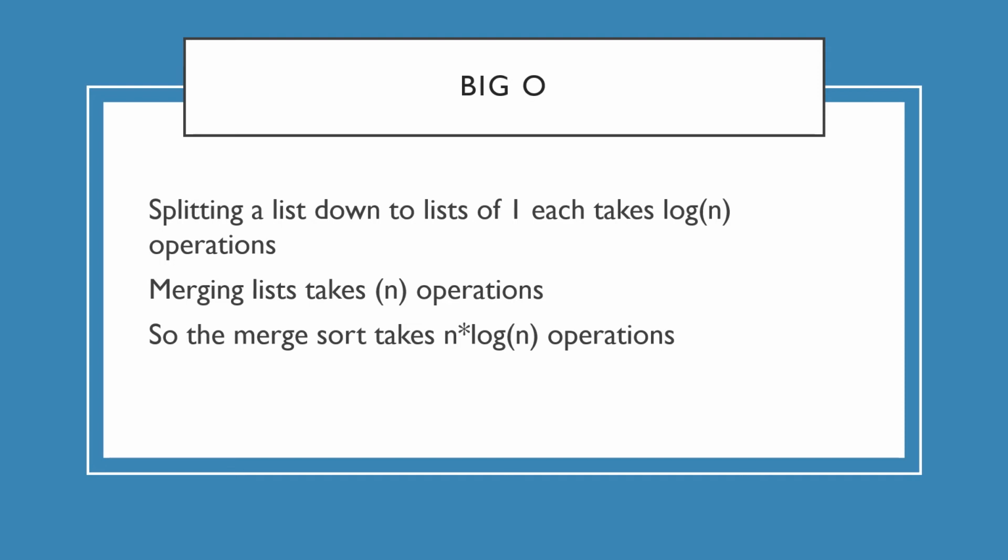But we haven't finished there, of course. We have to merge all the lists, and every list has to be merged and merged again, so that each merge takes n operations. So we're splitting and then merging, so the final number of operations is n multiplied by the log of n. So it's a new big O value that we haven't come across before. It's called n times log n operations.